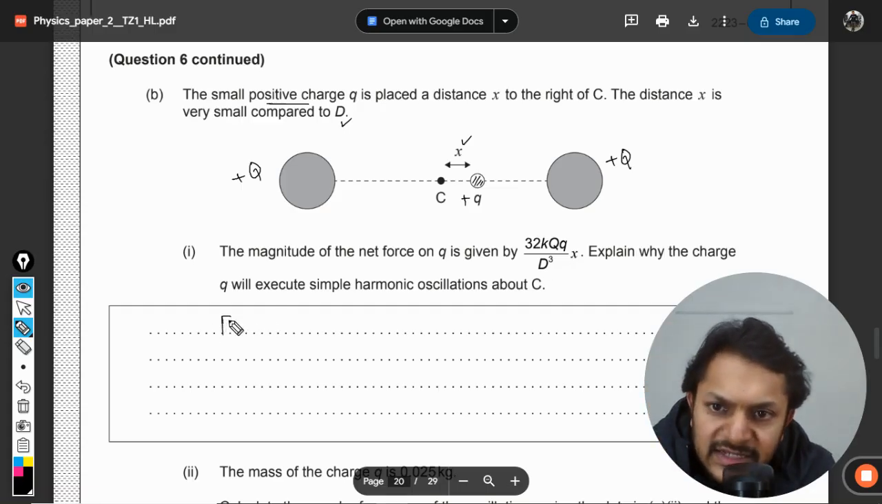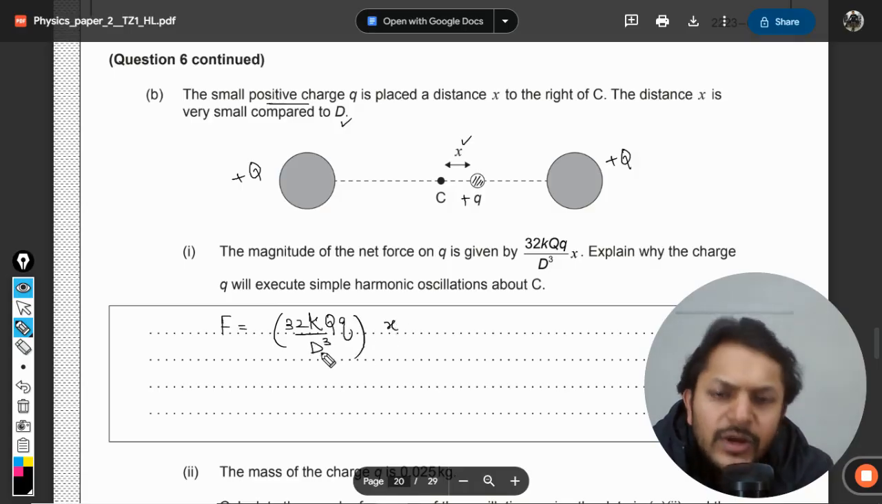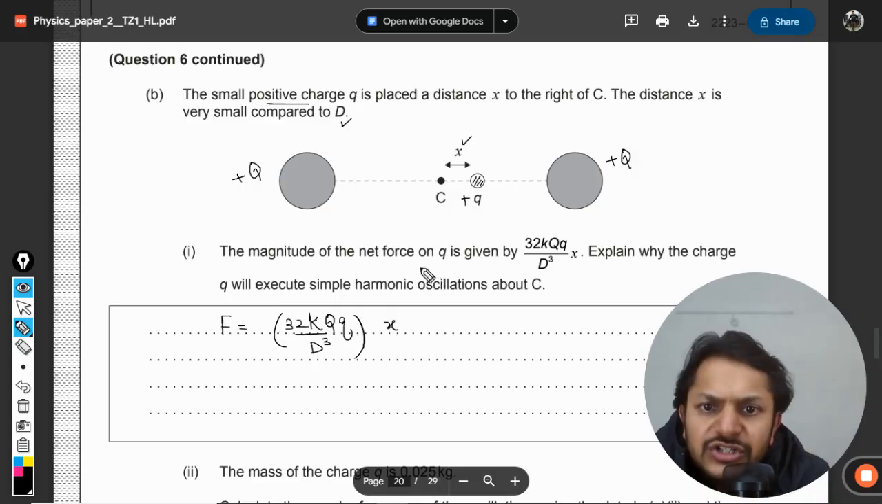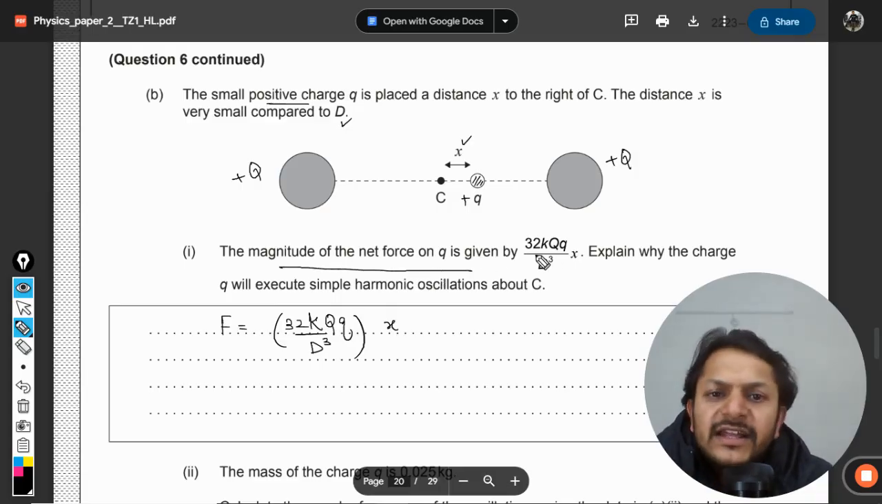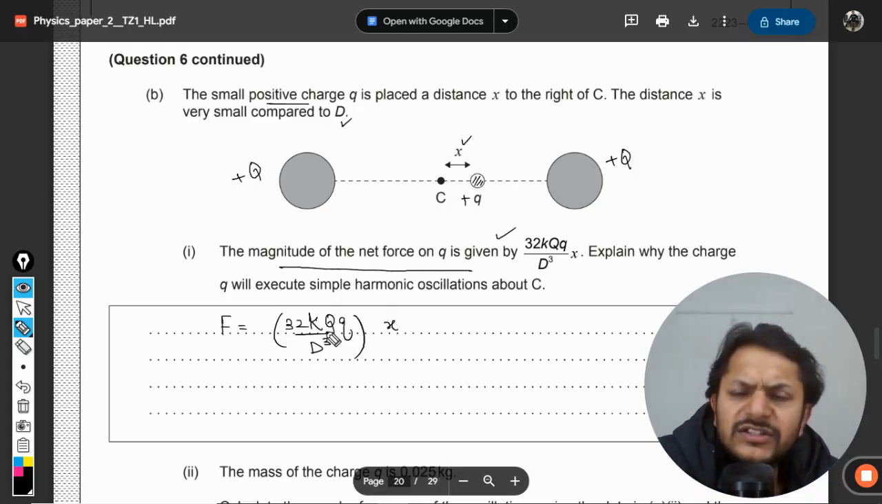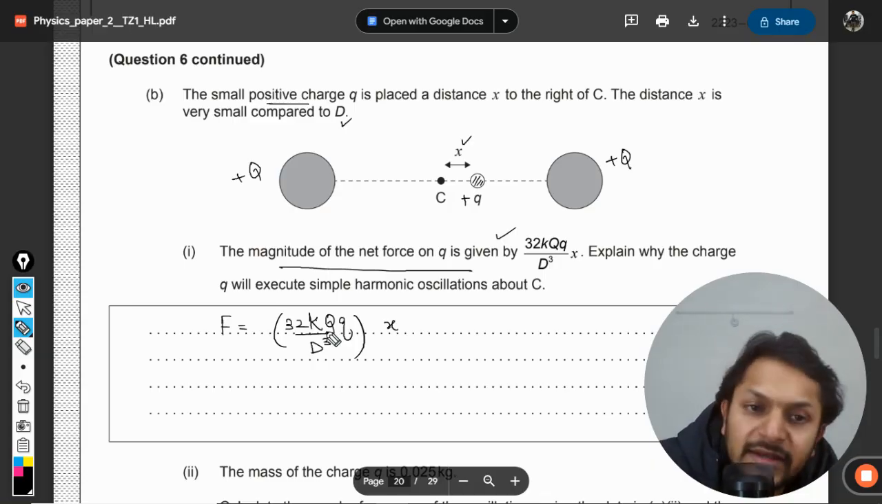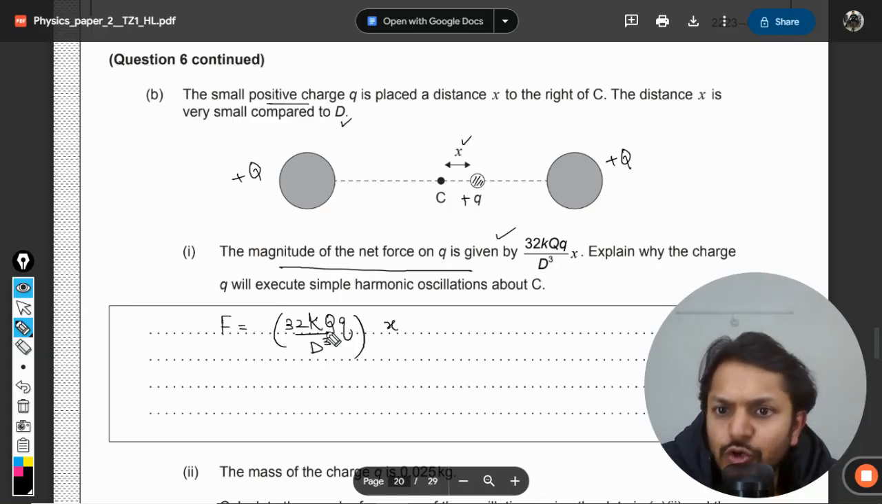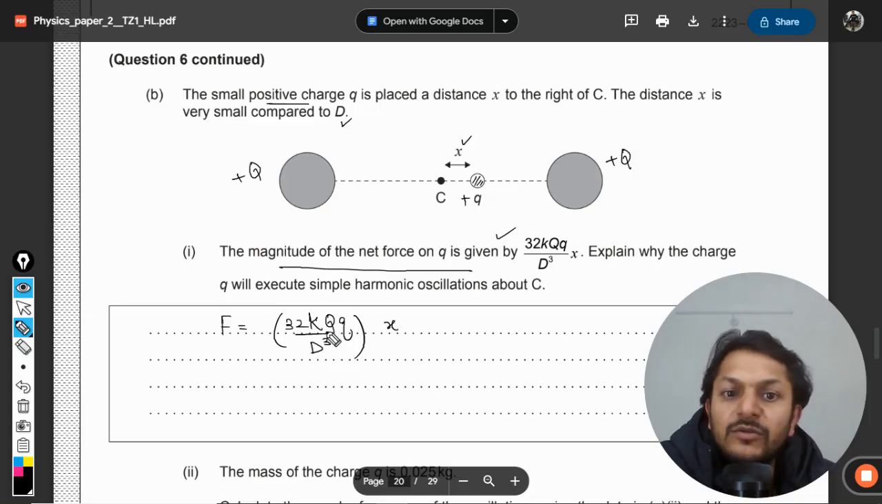So let us see, F is equal to 32kQq upon D cube into x. This is the net force which is acting, and only the magnitude is given. They are still not talking about the direction, but we will make it. Explain why the charge q will execute simple harmonic motion about C.